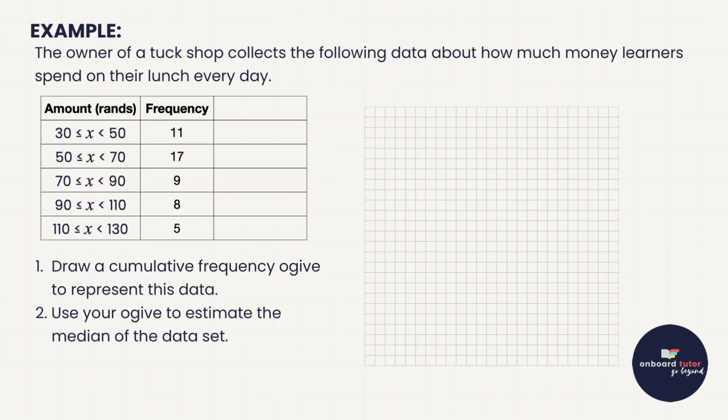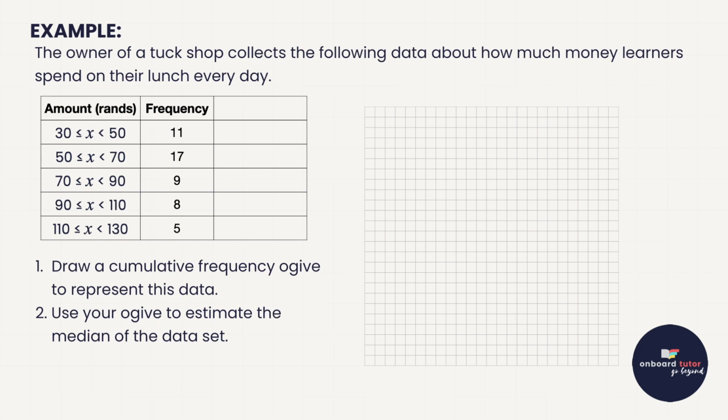Let's try an example together. The owner of a tuck shop collects the following data about how much money learners spend on their lunch every day. So we've got the amount of money in rands and then the frequency. So in other words, 11 learners spend between 30 and 50. 17 learners spend between 50 and 70 rand, etc. Okay, draw a cumulative frequency ogive to represent this data.